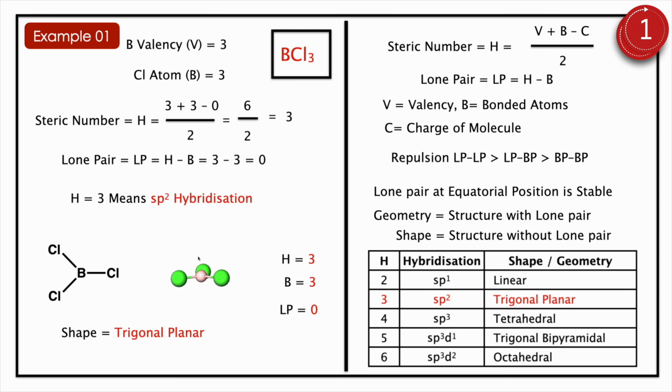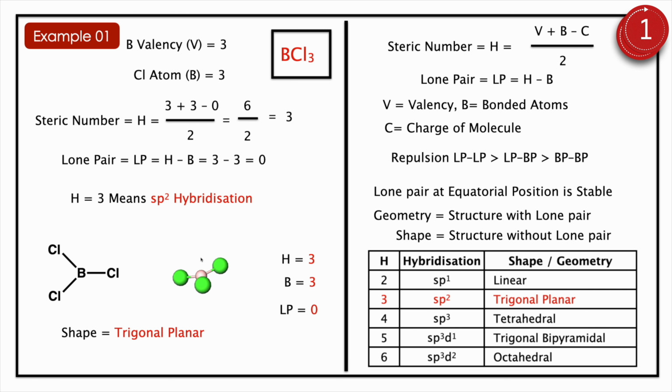The best way to learn the concept is through problems, because it will give you maximum understanding and clarity. In the first example, here I have given BCl3, boron trichloride. Here the central metal atom is boron, valency is 3, and 3 chlorine atoms are there. So bonded atoms are 3. So steric number will be H equals 3 plus 3, no charge is there, 0, divided by 2. 6 by 2 gives 3. Lone pair will be H minus B, which is 3 minus 3 gives 0.